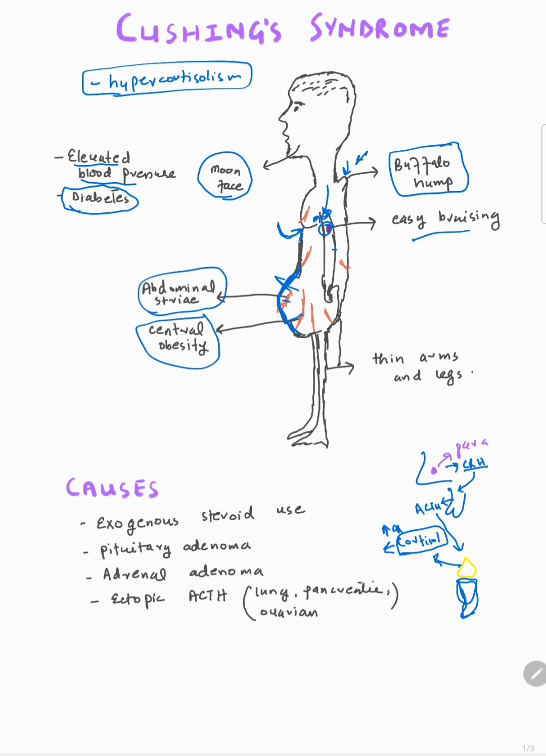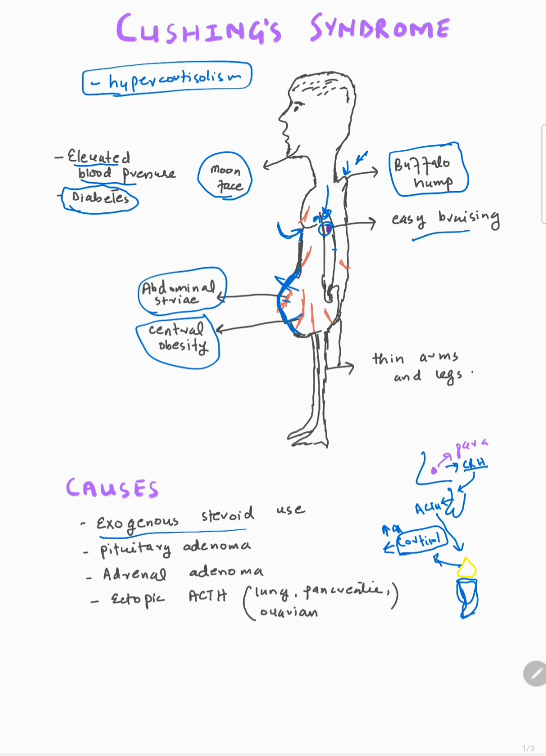Of Cushing syndrome. So it's really easy to recognize when you see a patient clinically. It's really easy to recognize Cushing syndrome. You can just look at the patient and you would know that it's most probably that the patient is suffering from Cushing syndrome. So now let's talk about causes of Cushing's syndrome.